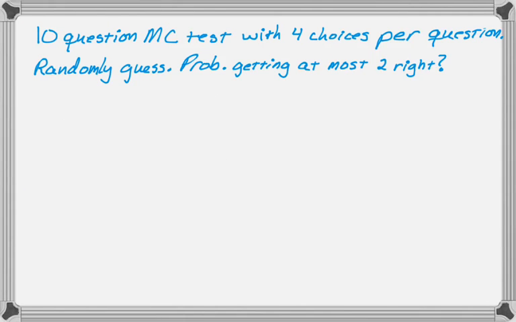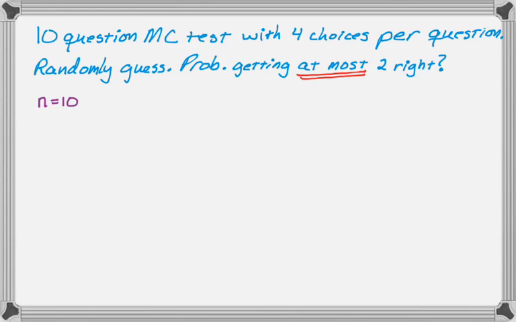So say we have a 10-question multiple choice test with 4 choices per question, and we're going to randomly guess, so this is not a good strategy. What's the probability of getting at most 2 questions right? Well, at most is really important there, because that means we could get 0 questions right, we could get 1 question right, or we could get 2 questions right, but we can't get 3 because that's more than 2, so that wouldn't be at most 2. So that's an important distinction.